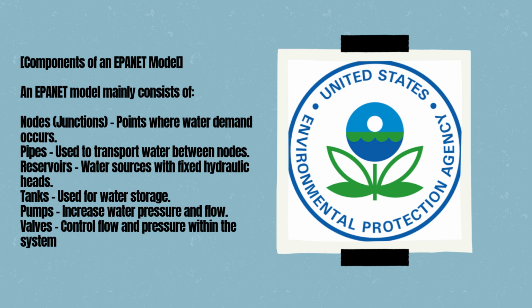Components of an EPANET model. An EPANET model mainly consists of: 1. Nodes, junctions, points where water demand occurs. 2. Pipes, used to transport water between nodes. 3. Reservoirs, water sources with fixed hydraulic heads. 4. Tanks, used for water storage. 5. Pumps, increase water pressure and flow. 6. Valves, control flow and pressure within the system.